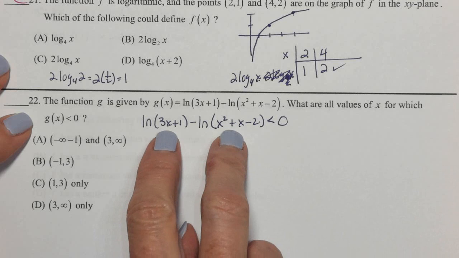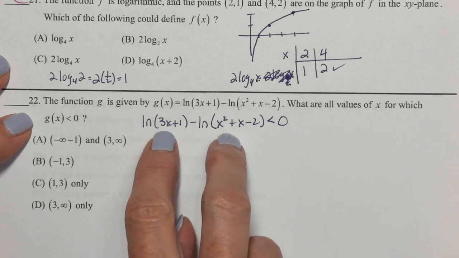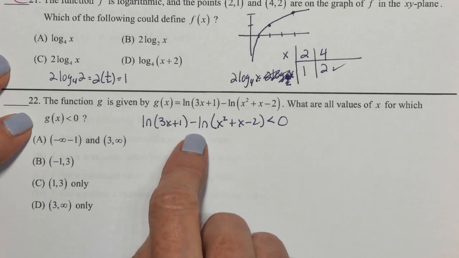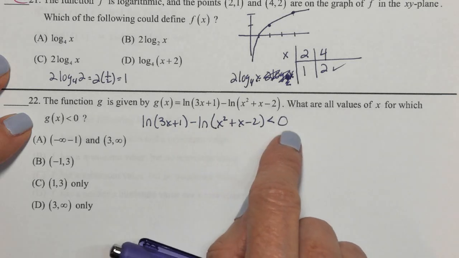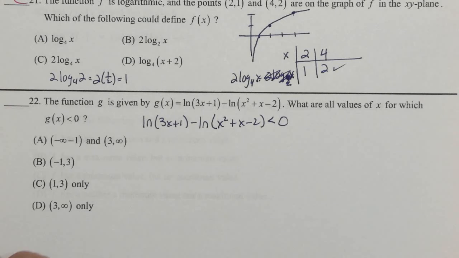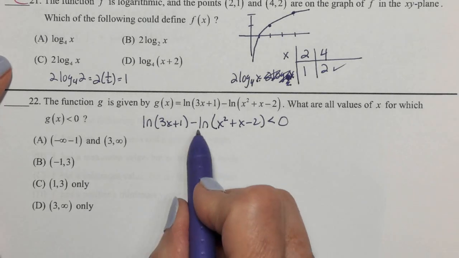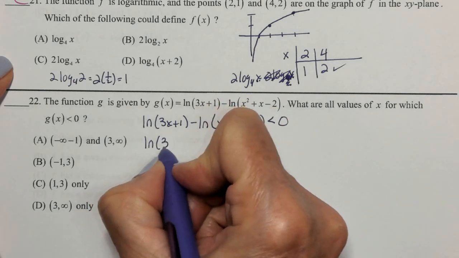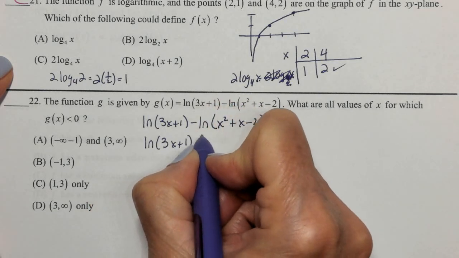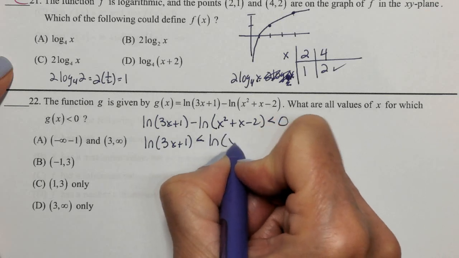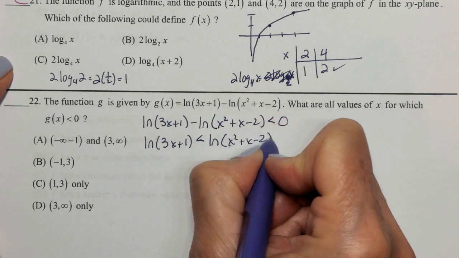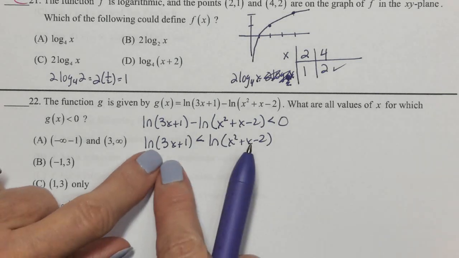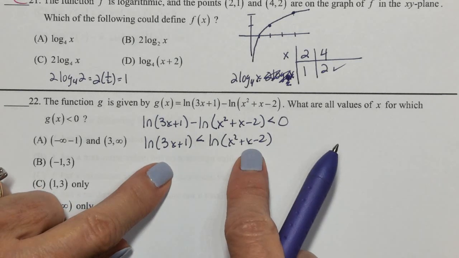I could combine these logs. If I combine these logs, I'm going to get a log with a rational argument. It's less than 0. It might be complicated to do it that way. I think instead I'm going to move this log to the other side. Okay, this might still be complicated, but let's see. So I have log of this is less than log of that.